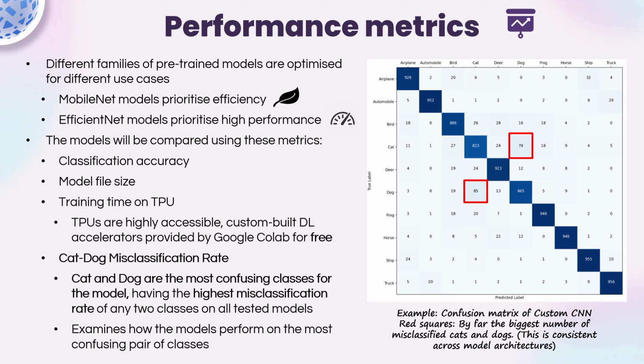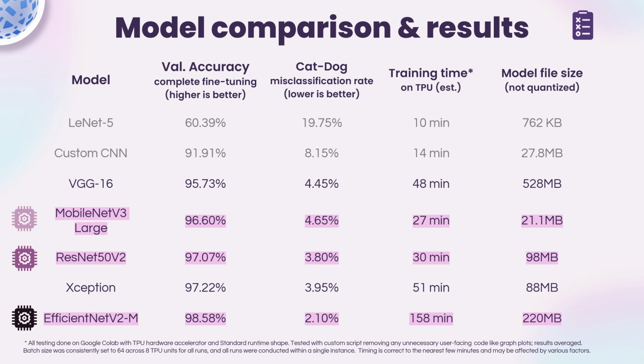Okay. So we'll compare using these metrics: classification accuracy, file size, training time on our tensor processing unit, and also the pet classification rate, because this is the pair of most confused classes. So by using this, we actually find the lowest common denominator, and we're able to find how the model actually performs. So this is our model comparison and results overall, and you'll notice that these two models have the lowest training time of all of the pre-trained models, and they still score fine.